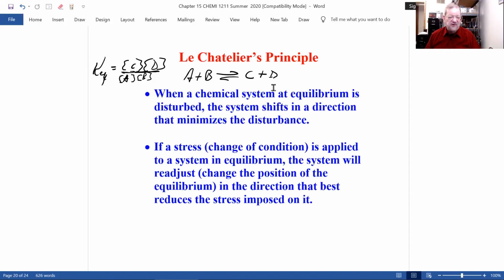Le Chatelier's principle is: when a chemical system at equilibrium is disturbed, the system shifts in a direction that minimizes that disturbance. Another way of saying it: if a stress, a changing condition, is applied to a system in equilibrium, the system will readjust, changing the position of the equilibrium in the direction that best reduces the stress imposed upon it.